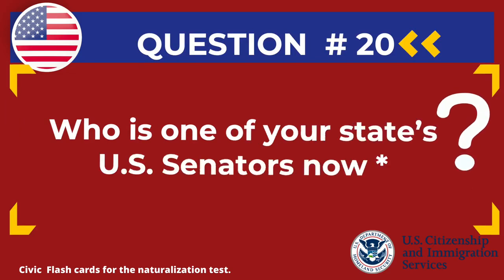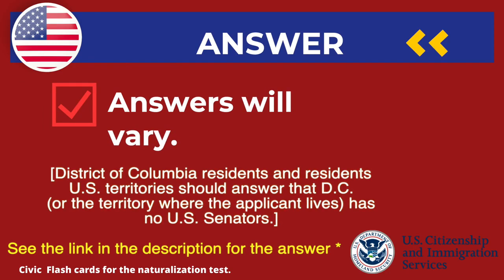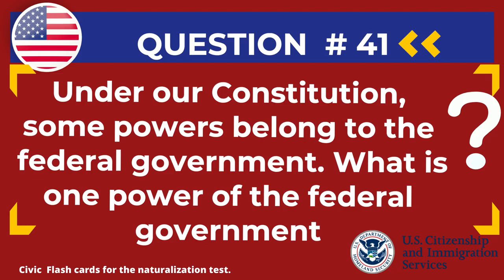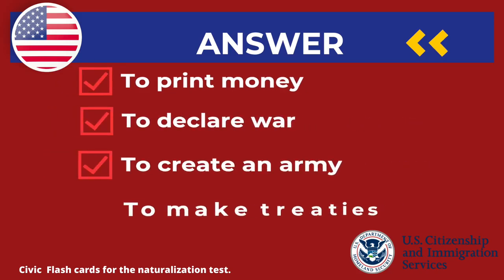Who is one of your state's U.S. senators now? Answers will vary. District of Columbia residents and residents of U.S. territories should answer that D.C. or the territory where the applicant lives has no U.S. senators. Under our Constitution, some powers belong to the federal government. What is one power of the federal government? To print money, to declare war, to create an army, to make treaties.